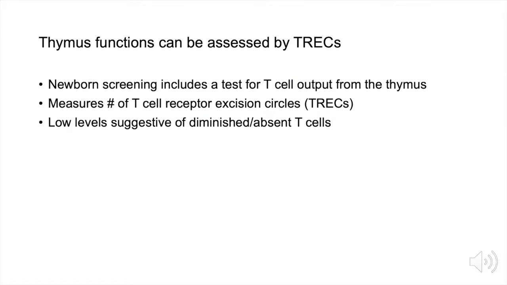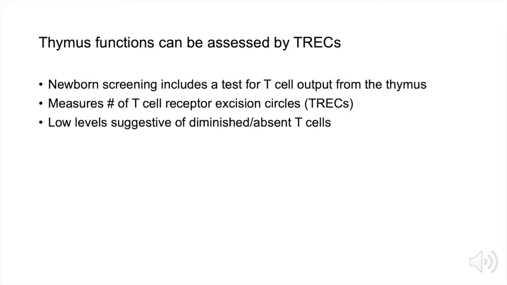The functions of the thymus can actually be assessed by an assay that measures the number of T cell receptor excision circles as a measure of T cell output. Newborn screening includes a test for T cell output for almost every child born in the United States. And this measures the number of these T cell receptor excision circles per spotted blood sample.